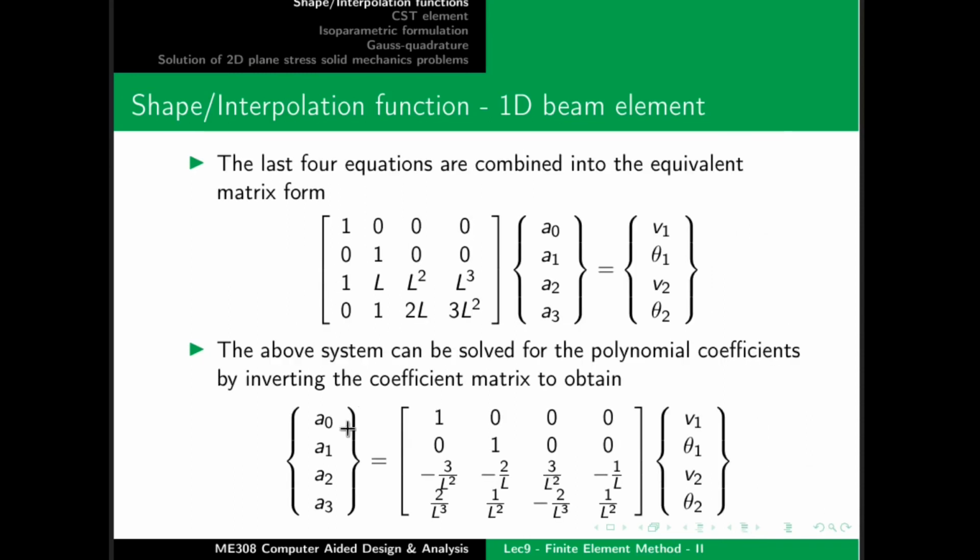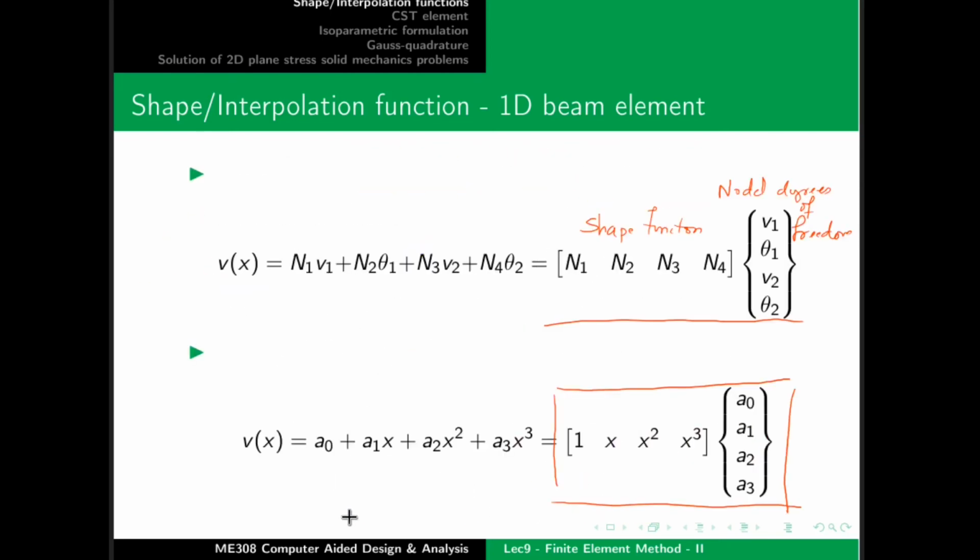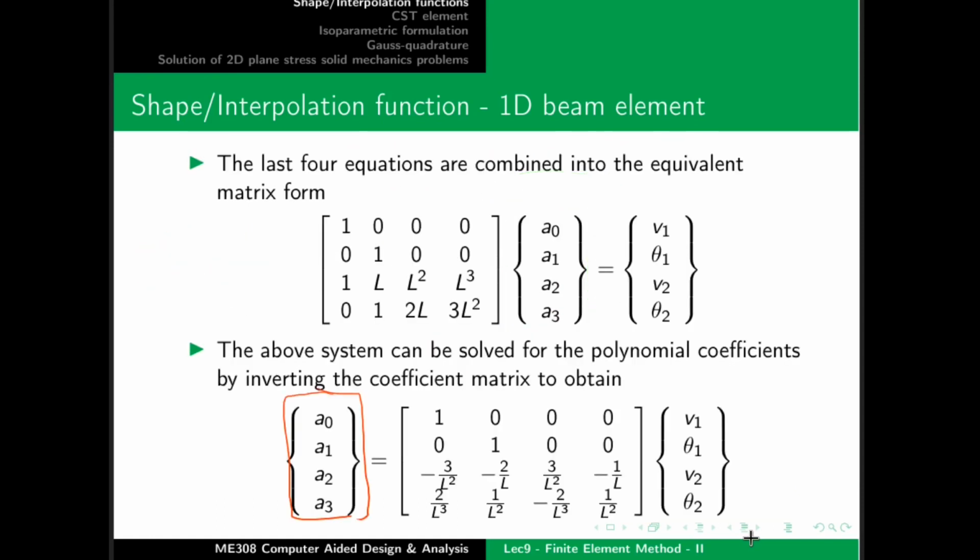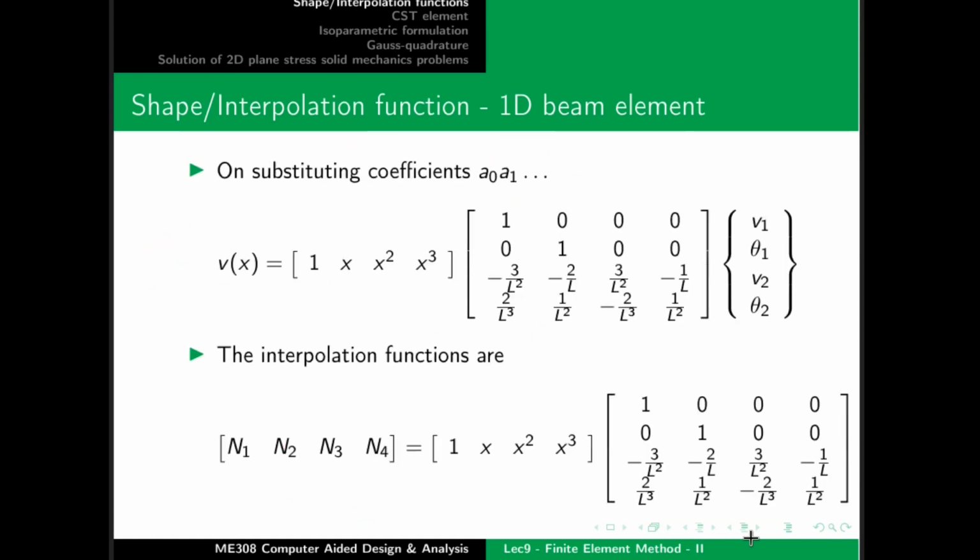Next, since we got a0, a1, a2, a3, we can see that this expression v of x can be represented as 1, x, x square, x cube times that vector. So we will substitute that here. So v of x is 1, x, x square, x cube times that a0, a1, a2, a3 vector. Instead of that, we will substitute this product. So this is our displacement function.